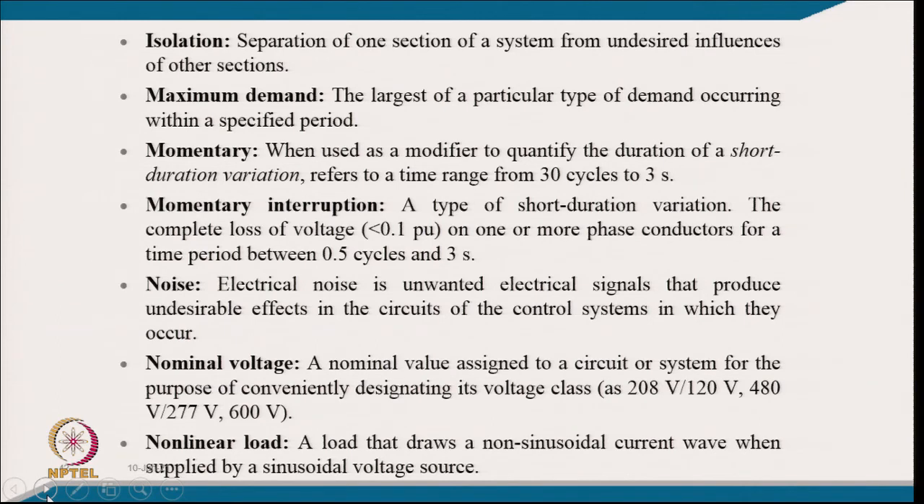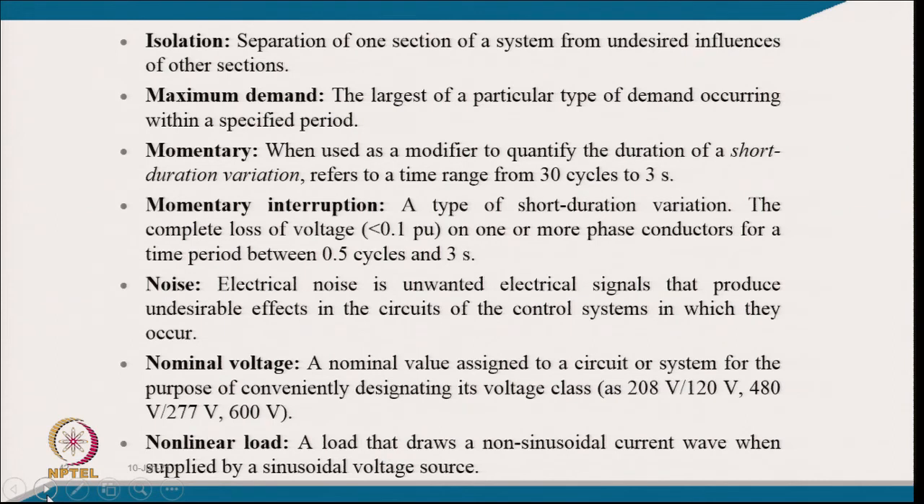Maximum demand, the largest of a particular type of demand occurring within a specified period. And momentary, when used as a modifier to quantify the duration of a short duration variation, refers to a time range from 0.5 cycle to 3 seconds. And momentary interruption, a type of short duration variation, is the complete loss of voltage, less than 0.1 per unit, on one or more phase conductors for a time period of 0.5 cycles to 3 seconds.